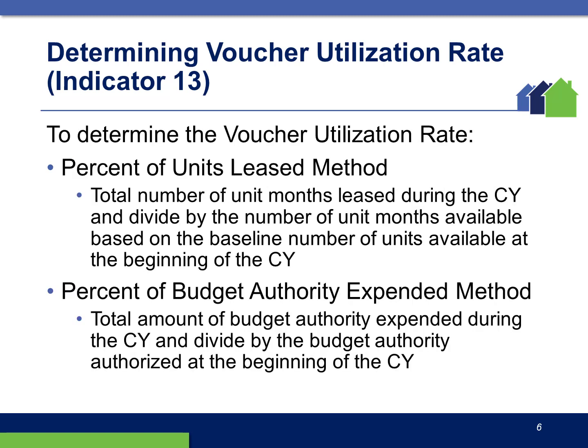In order to determine the utilization rate using the percent of units leased method, take the total number of unit months leased during the calendar year and divide that number by the number of unit months available based on the baseline number of units available at the beginning of the calendar year. To calculate utilization via the percent of budget authority expended method, take the total amount of budget authority expended during the calendar year and divide by the budget authority authorized at the beginning of the calendar year.